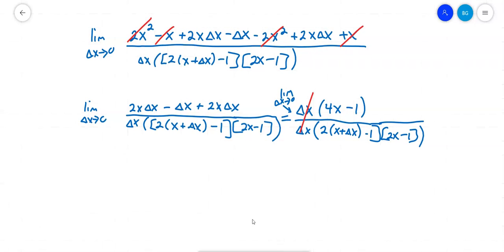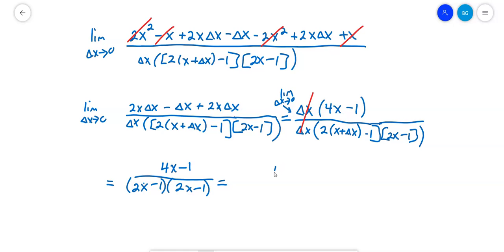And now we can just plug in. There's nothing stopping us from plugging in delta x being 0 now. So let's just go ahead and do that. So we're going to evaluate our limit. And we get 4x minus 1 over, it looks like 2 times, well, x, right? Because delta x went to 0. We just went ahead and plugged it in. So it's going to be 2x minus 1 times 2x minus 1. And most people would just write that as 4x minus 1 over 2x minus 1 squared. Whew. So that's our derivative.